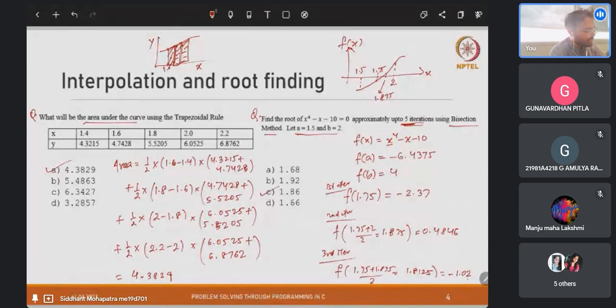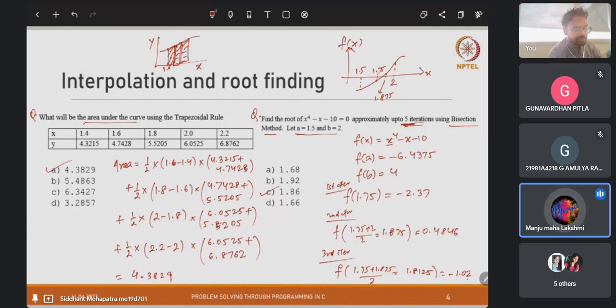Now I saw that the value at 1.875 is positive, which means it is after the root. So the root will be lesser than 1.875, but I know that it will be greater than 1.75. So I take 1.75 and 1.875 as the limits and calculate the midpoint again, and I get 1.8125. Now I see the value at 1.8125 is negative, so the root should come after 1.8125 and before 1.875. So I take those two as the limits and continue doing the midpoint until I do 5 iterations.